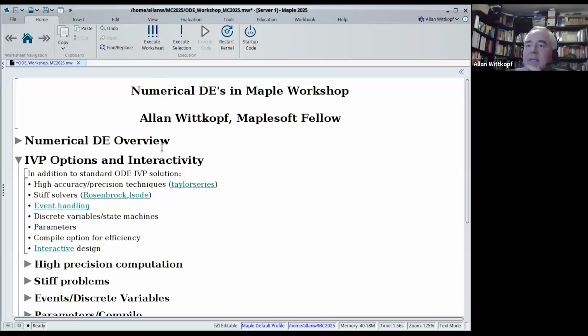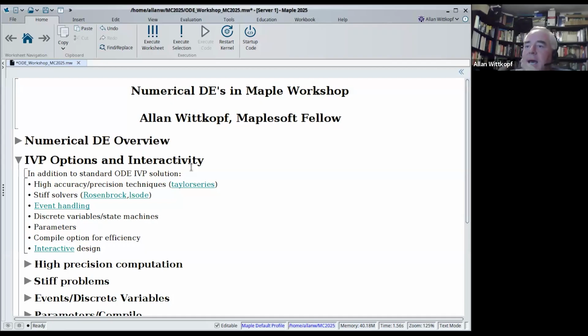So for IVP specifically, there are a lot of options, and I'm going to describe also the interactive features of initial value problems, and not the interactive feature I showed yesterday, which was the dsolve interactive, but rather the ones that you can use from command line.